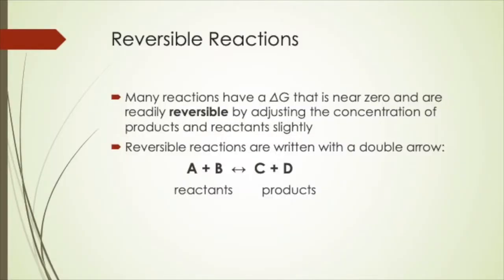Many reactions have a change in G that's near zero and are readily reversible by just adjusting the concentration of products and/or reactants very slightly. So if you add a little bit of product or add a little bit of reactant, you can reverse that reaction depending on what it is. So you can just have that double arrow right in the center, and then you can add a little bit of one side and more reactant will appear or more product will appear.